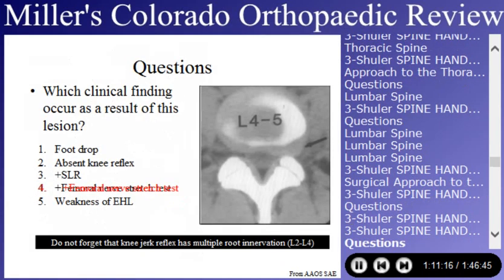Clinical findings occur as a result of this lesion. Well, what do they have? You see a disc herniation, L4, L5, that is not central, that's far lateral. Which nerve root are you going to get? L4, right? So you would think then you'd have an absent knee jerk reflex. The answer is no. Your knee jerk is contribution from L2 to L4. So let's keep on looking down that list. Straight leg raise is really going down to L5, S1. Femoral nerve stretch test. Ding, ding, ding.